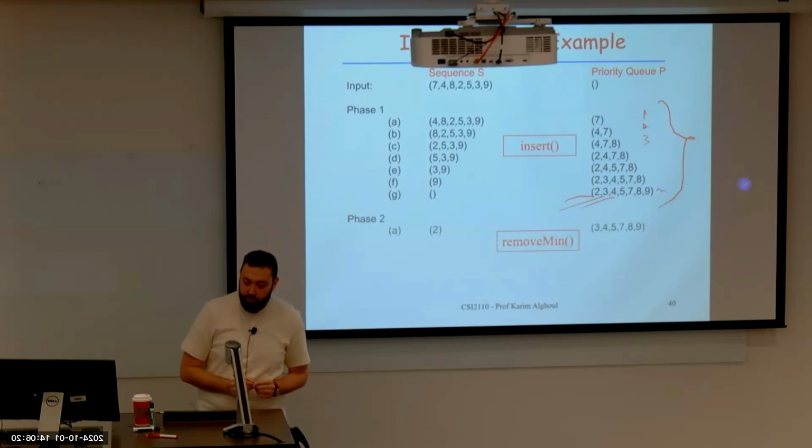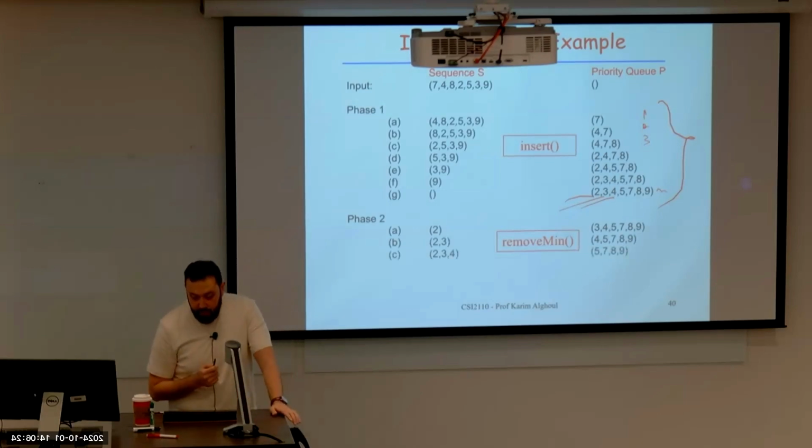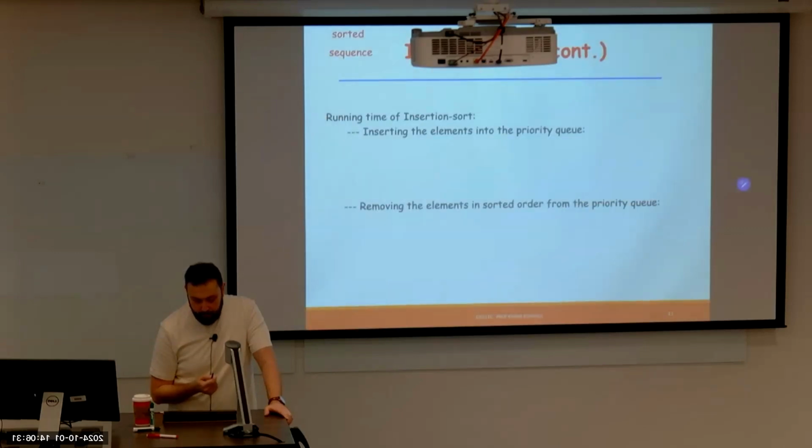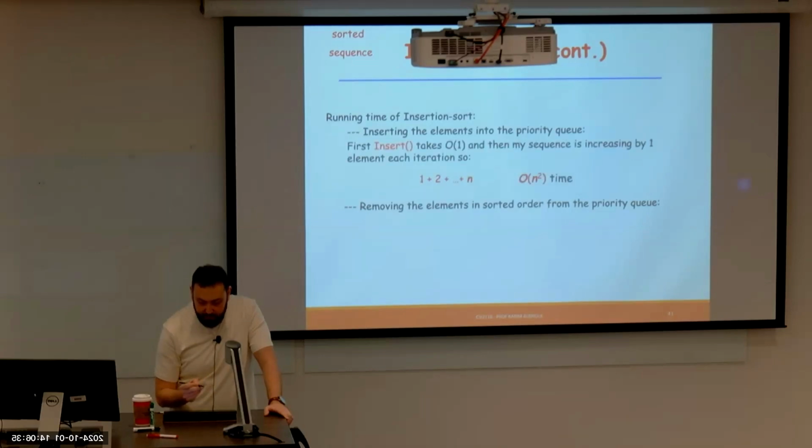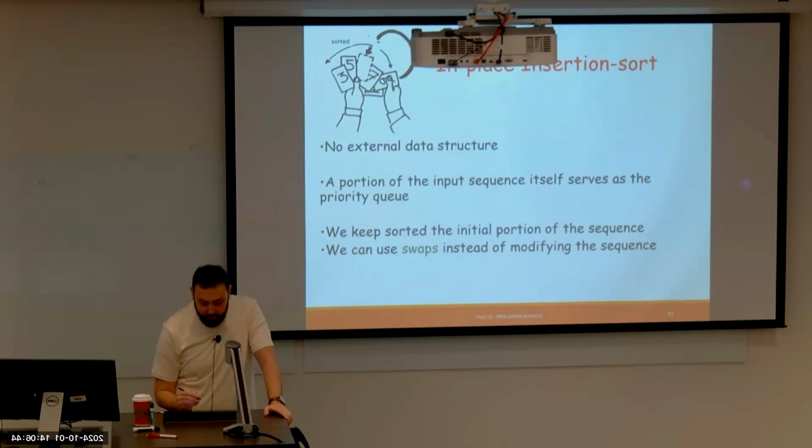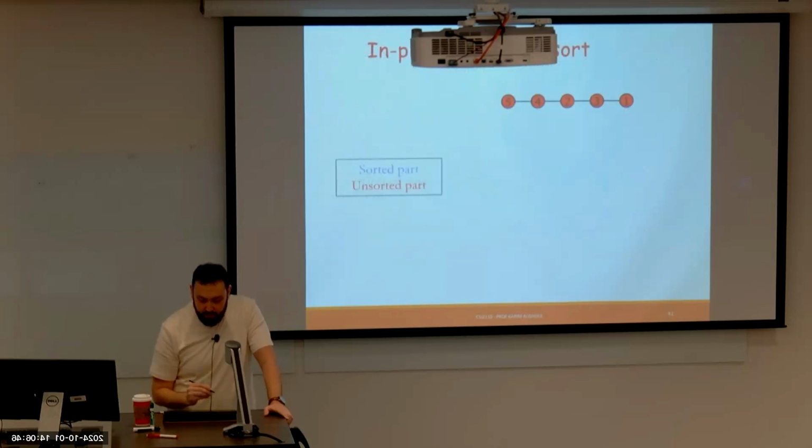The same exact logic. Now, the only difference, guys, is that in the insertion sort, inserting the elements into the priority queue, as I said, is going to be O of n squared in total, and then removing O of n. Now, something you need to pay attention to. Again, you can do insertion sort in place. We're going to skip these.